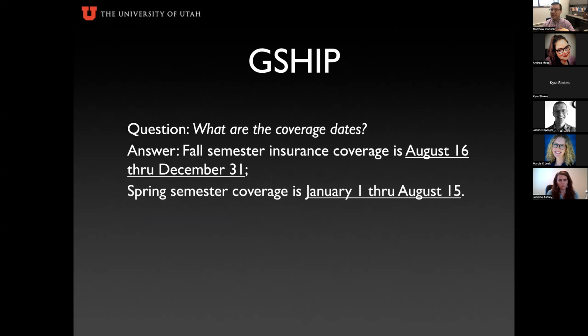What are the coverage dates? Fall semester coverage for GSHIP is August 16th through December 31st. And spring semester coverage is January 1st through August 15th. So spring is a little bit more costly than fall because it covers January through halfway through August, whereas fall semester is just fall semester.